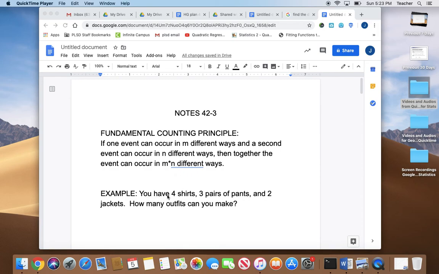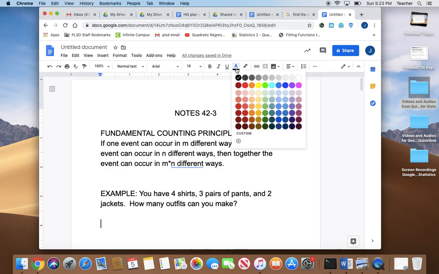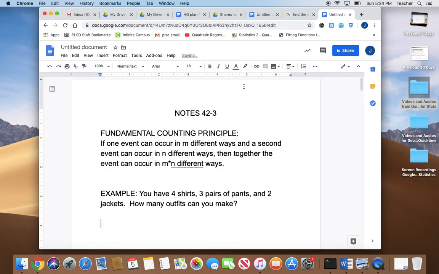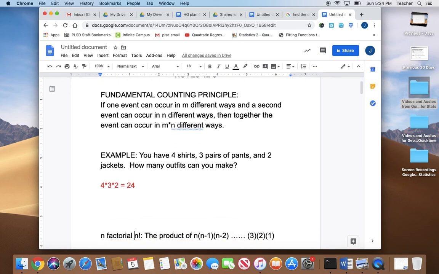So for example, if you have 4 shirts, 3 pairs of pants, and 2 jackets, how many outfits can you make? Okay, so we've used this before without calling it the fundamental counting principle. But you have 4 choices for your shirt times 3 choices for your pair of pants and 2 choices for your jacket, so you get 24 outfits total.